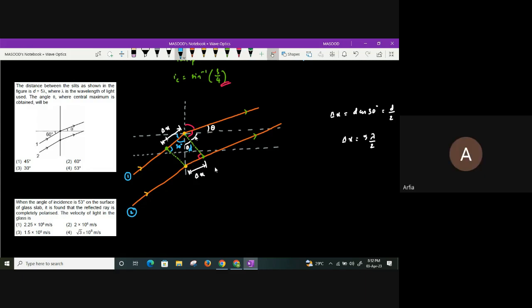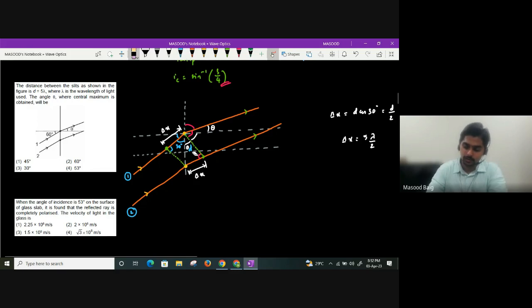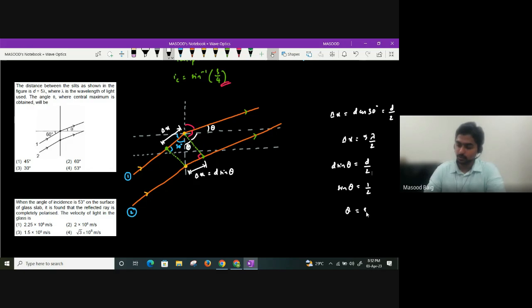If this is theta, this you got 90 minus theta. So automatically this also became theta, guys. Right? So for theta, this is the opposite side. So here we can write delta x as d sine theta. Clear, all of you? So d sine theta value can be written as d divided by 2. The sine theta value, I'll get it as 1 divided by 2. So theta value, I'll get it as 30 degrees, guys.